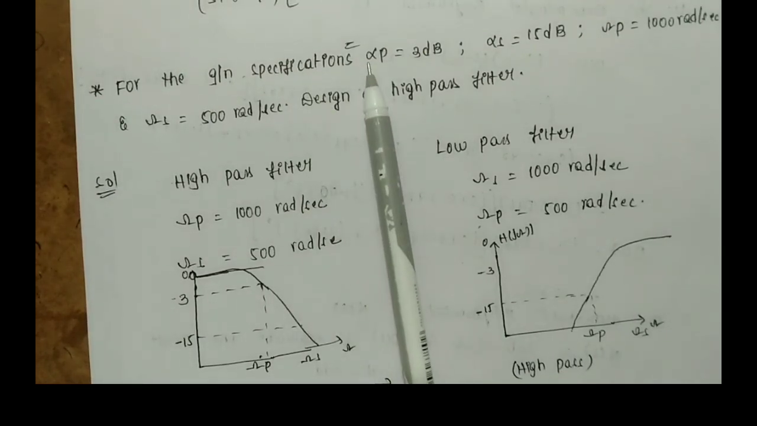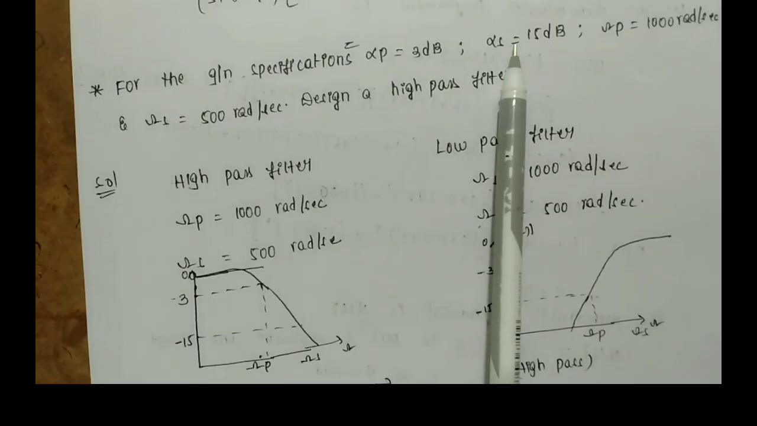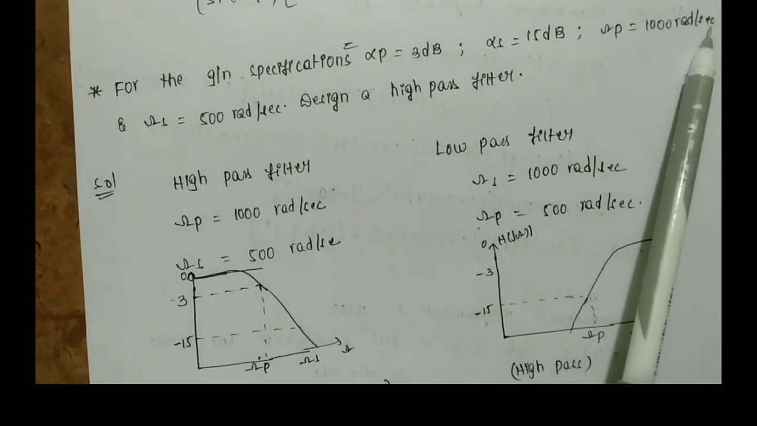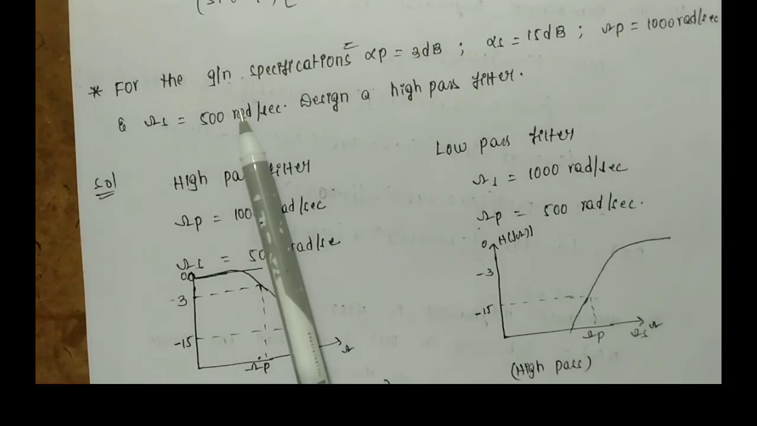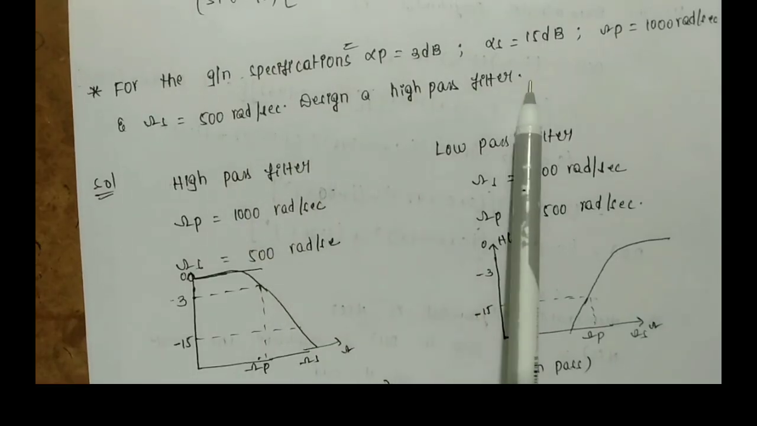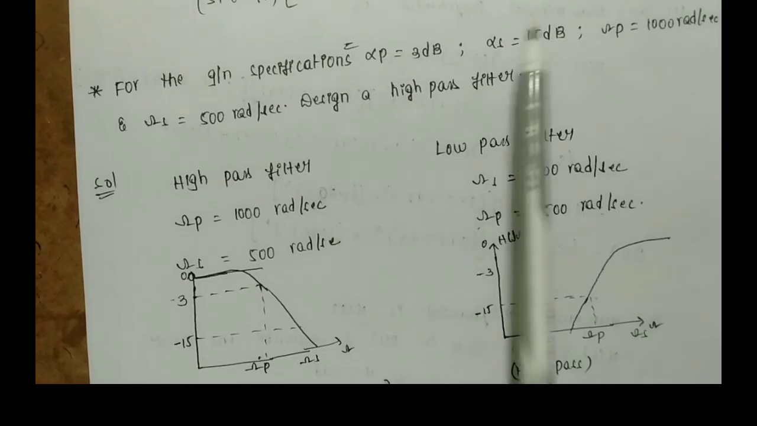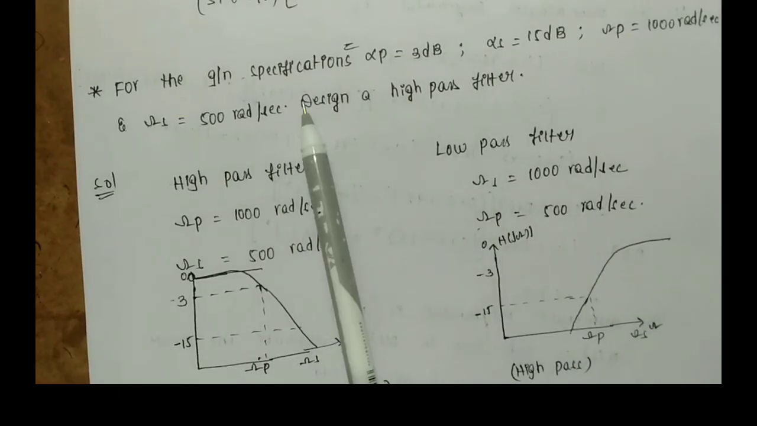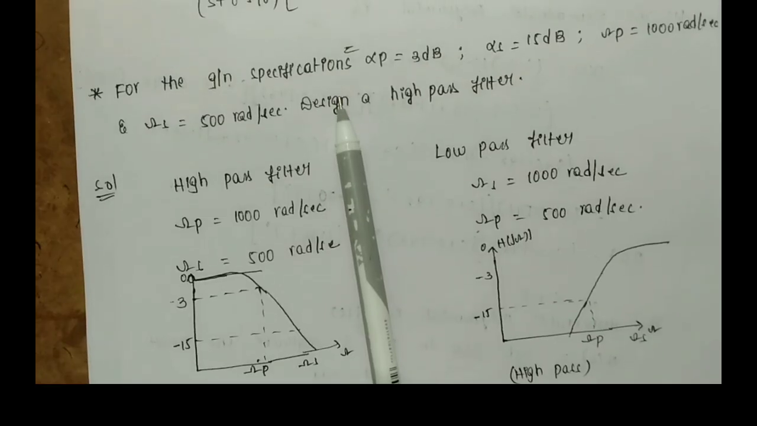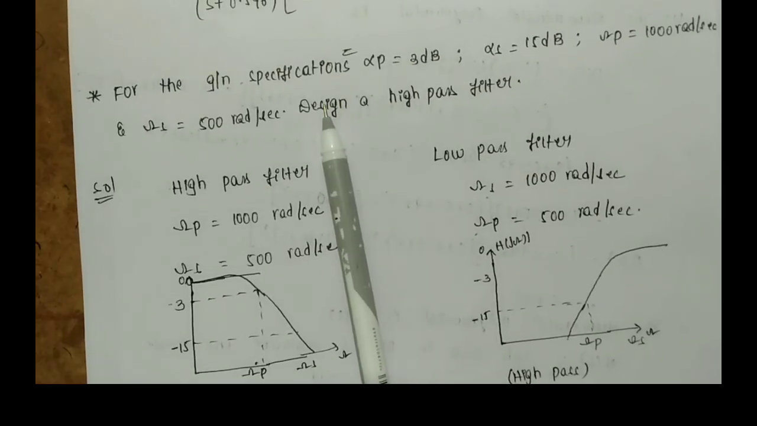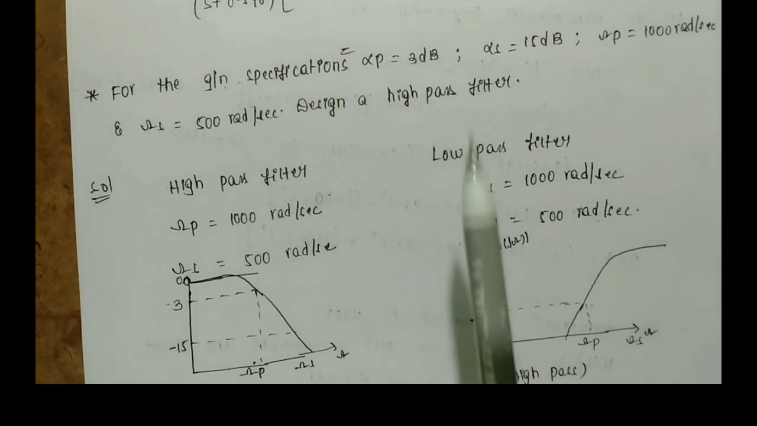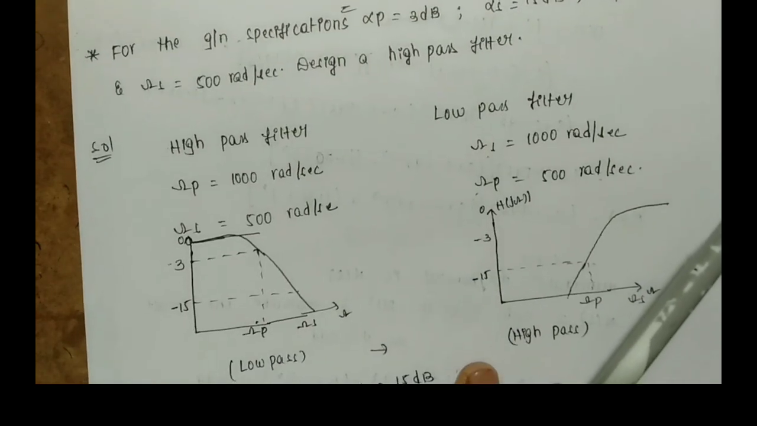For the given specifications, alpha p is equal to 3 dB, alpha s is equal to 15 dB, omega p is equal to 1000 radians per second, and omega s is equal to 500 radians per second, design the high pass filter. Whatever specifications he has given are for the high pass filter, but we will not design the high pass filter, we will design the low pass filter only, and after that we will convert that low pass to the high pass. So students, you have to remember this concept.